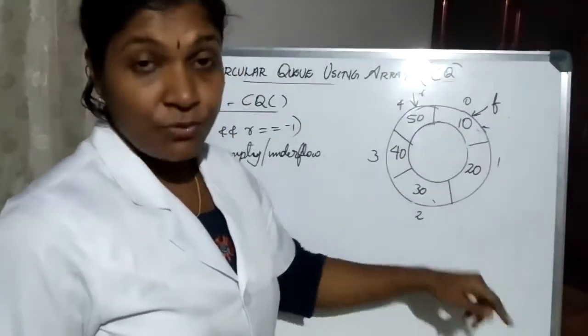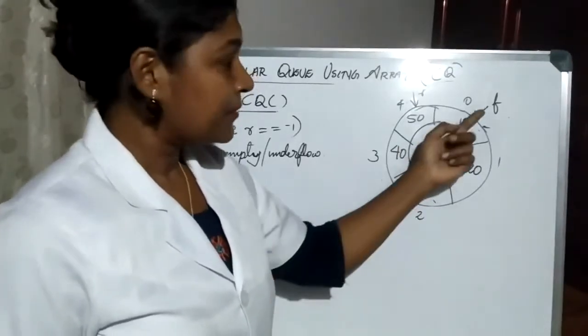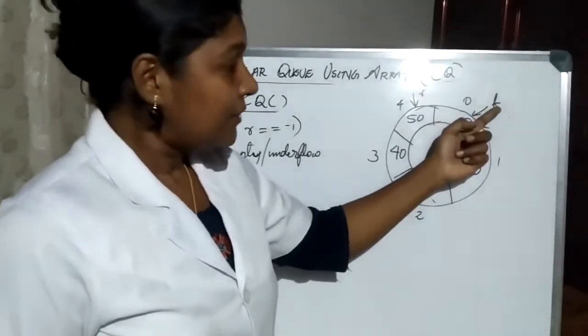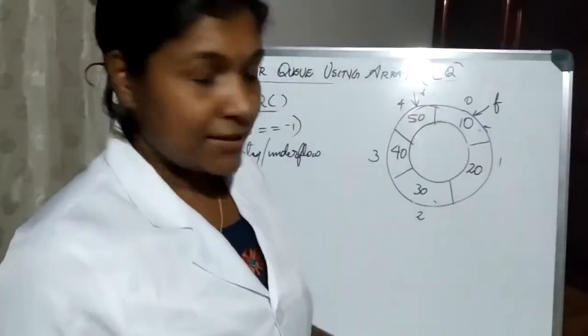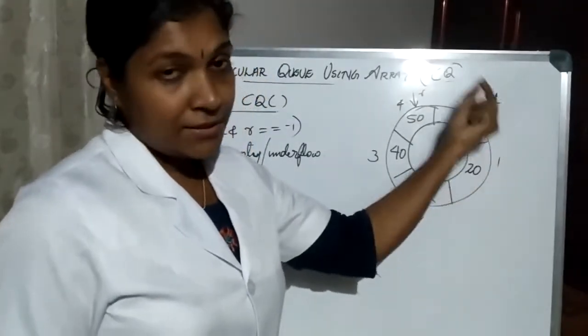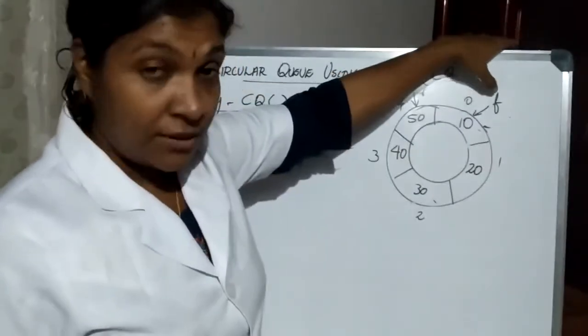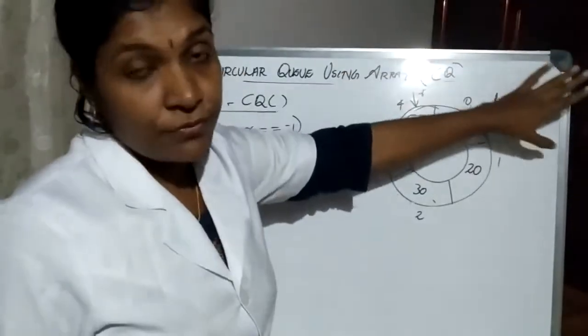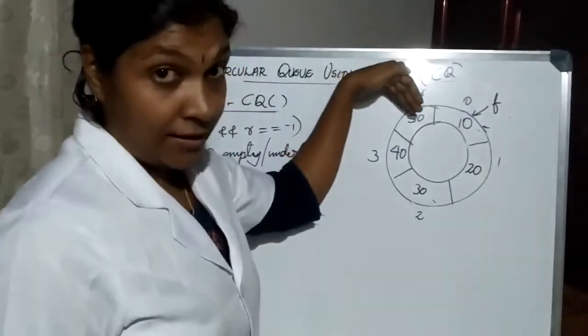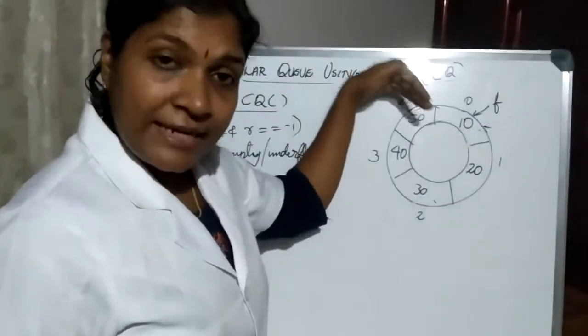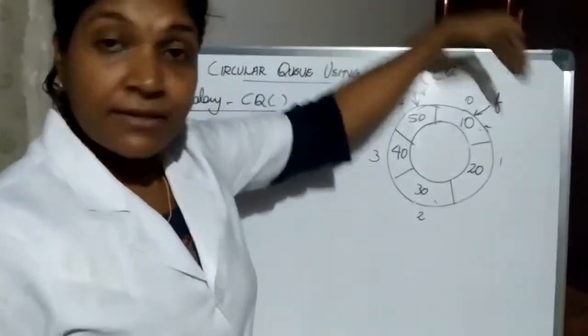Because in the normal queue, what condition did we provide? Starting from front to rear, I less than or equal to rear. That is, we made a pointer, a variable, to point to front first. Then from there we made I move through each location till R. And this works only when R is greater than F.